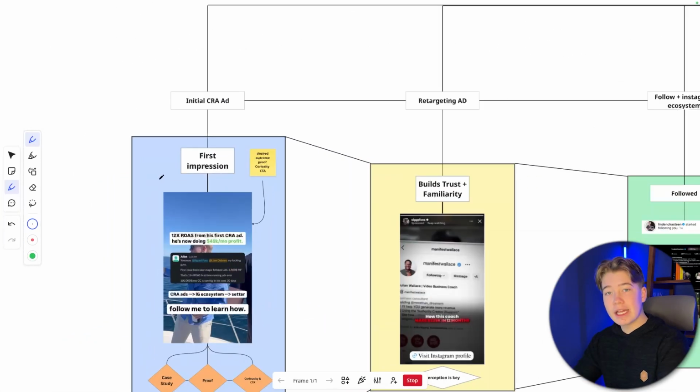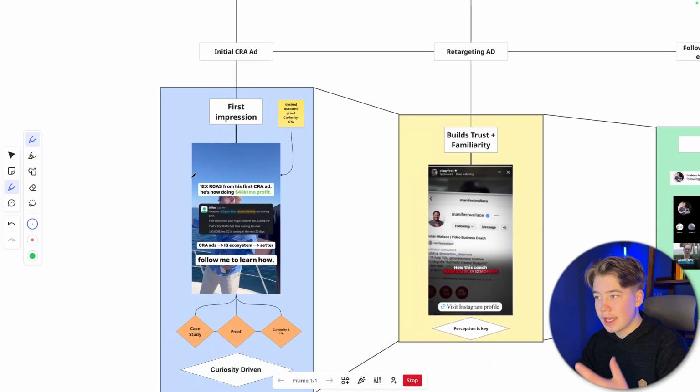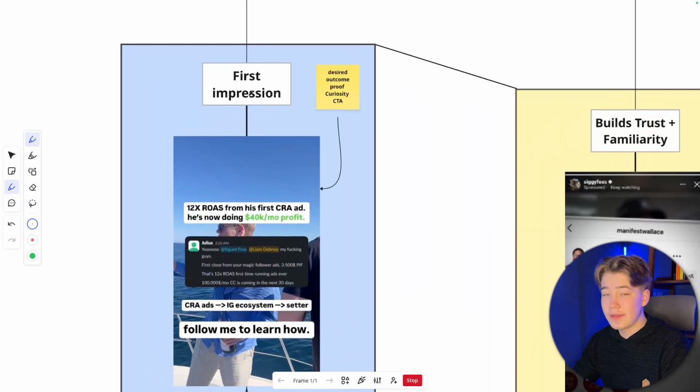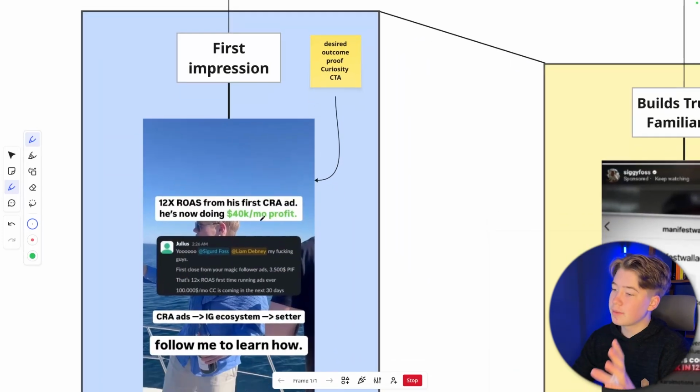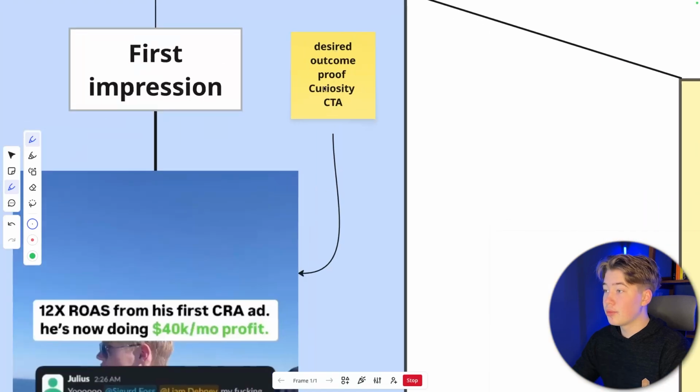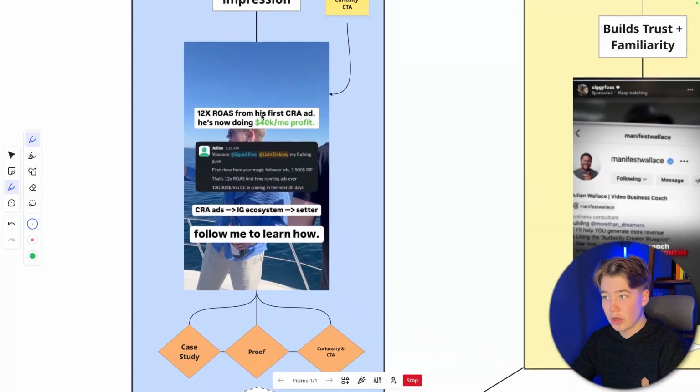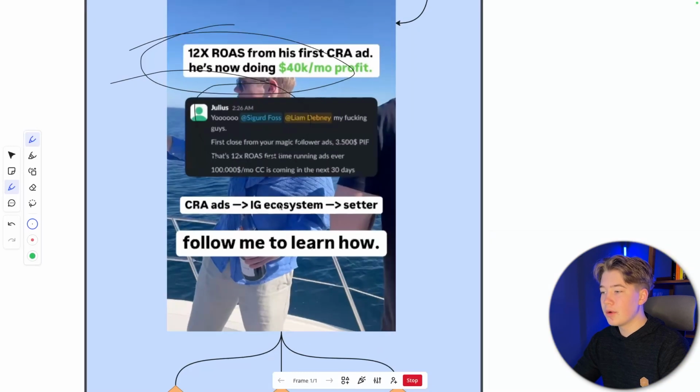Now, CRA stands for cognitive response ad, and it's basically an ad that triggers a cognitive response inside of people's minds, okay? And this is the first impression we give people. The format we used for this ad, this was on my business partner's account, was desired outcome, proof, curiosity, and then call to action. So we stated the desired outcome right here, then we showed proof of it, then we built curiosity with this line right here, and then we had a call to action.